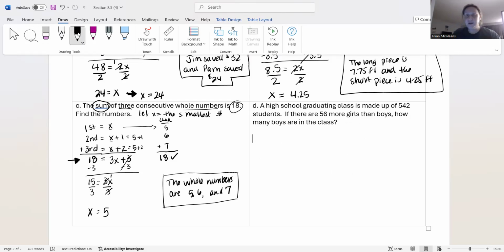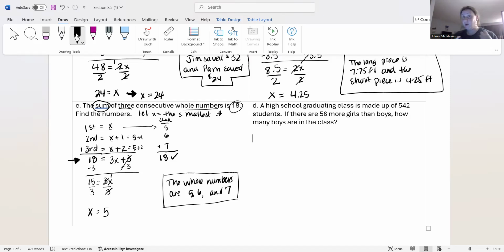Okay, so finally we have a high school graduating class is made up of 542 students. So we know total 542 students. All right, they are, I can't read. If there are 56 more girls than boys, how many boys are in the class? Okay, so we want to set this up just with words.